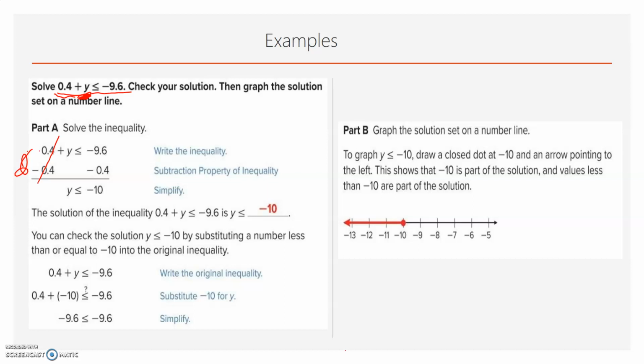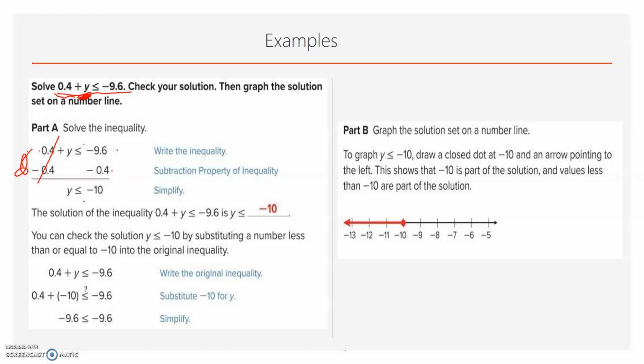Anyway, 0.4 minus 0.4, it's gone. We have y left. Less than or equal to is the same. It's going to be less than or equal to negative 9.6 minus 0.4. Now, how can you find that? Just like the first two examples before, we did a minus and a minus. This is like saying minus 9 minus 1. Obviously, it's going to be minus 10. All we have to do is add them together and give them the negative. So, the same thing applies here.